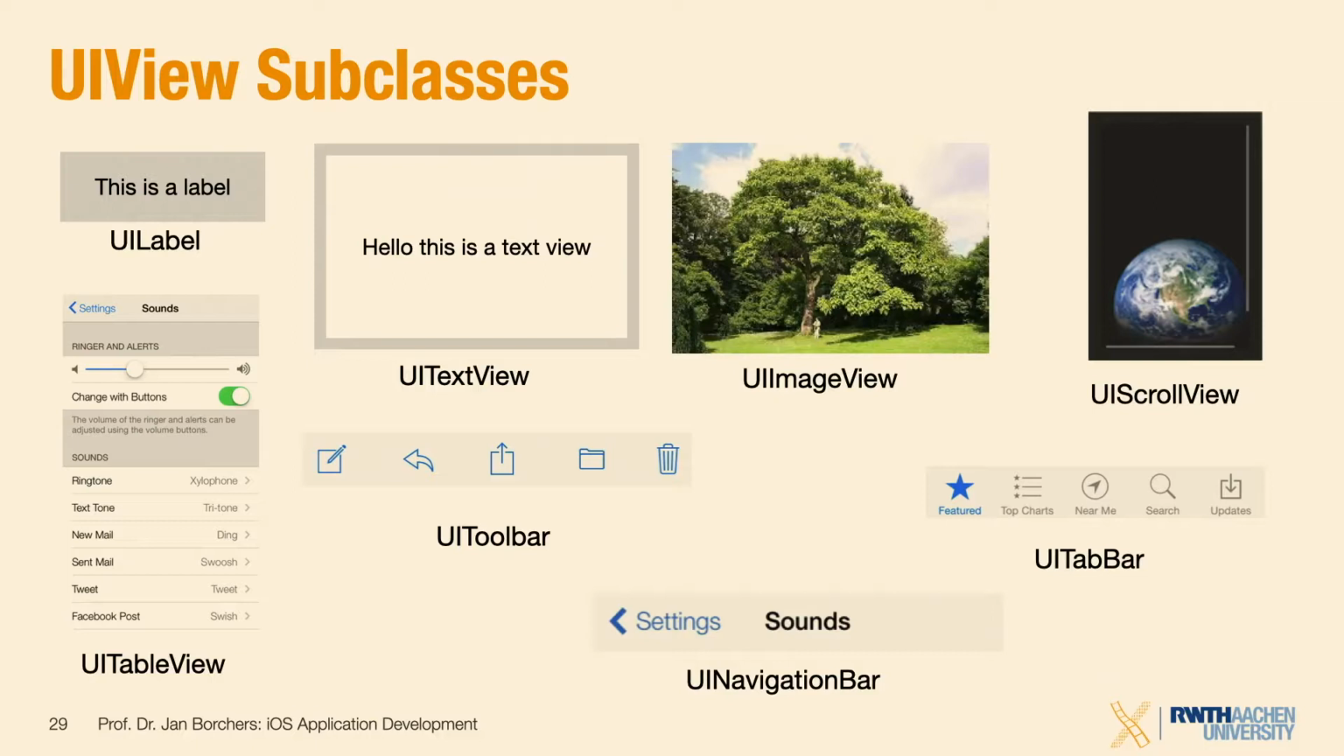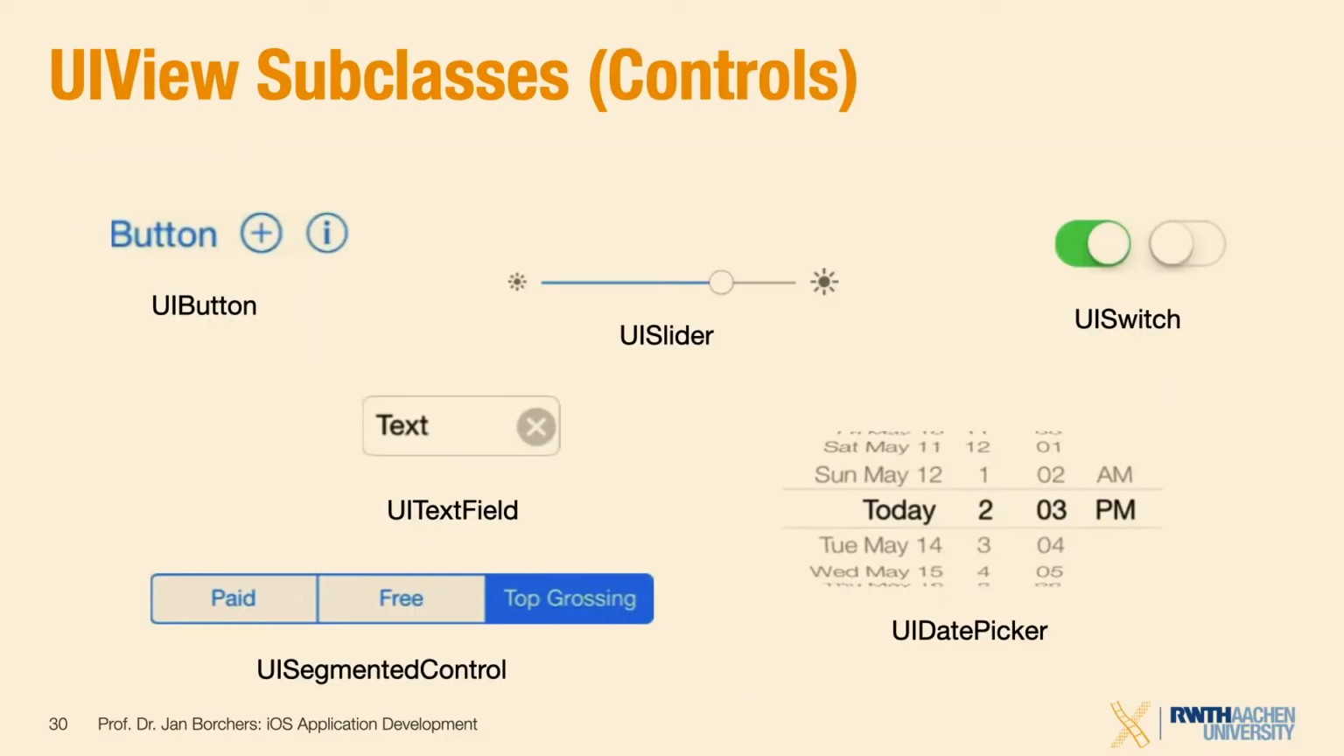Here are some things that actually are all summarized as controls. So a button, of course, is a control. The slider, the UI text field, which is one that you can also edit text in if you want to. The segmented control is one that comes up a lot when you need to switch between a few different options. It's kind of like the smaller version of the tab bar.